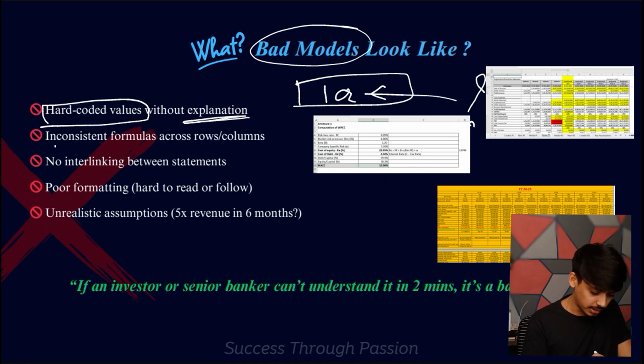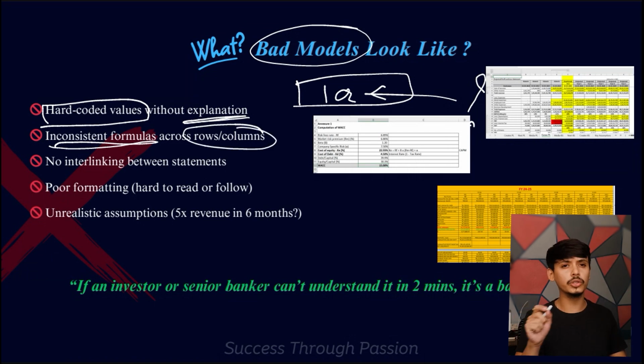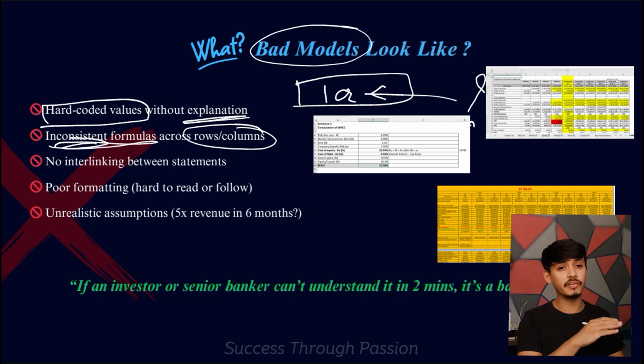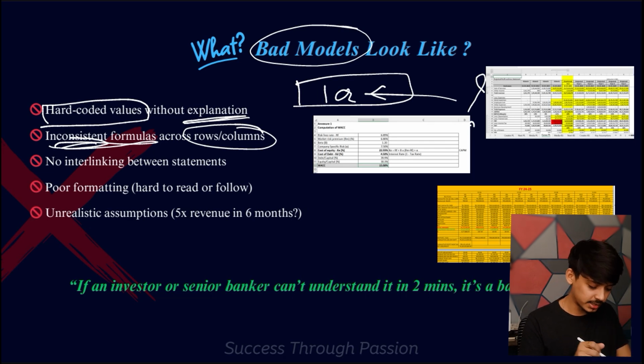Then there are inconsistent formulas across rows and columns, that when you are going through a particular row you are seeing that some formulas are from the previous column, some formulas are from two columns previous to that. So that is what inconsistency of formula means. So when you are doing a reference check, you have to go too much back and forth and are not getting everything at a single place.